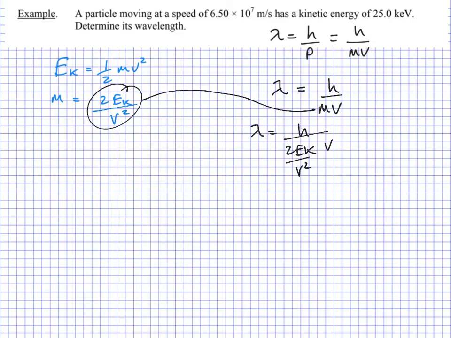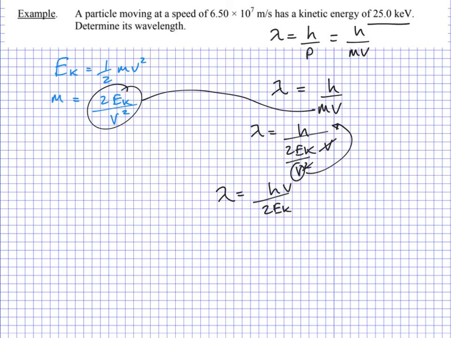Now this v is going to cancel with the square, and then I'm going to bring this v all the way up. So that leaves me with the wavelength of this particle is going to be h over 2Ek, but I've also got to put my v. So hv over 2Ek.